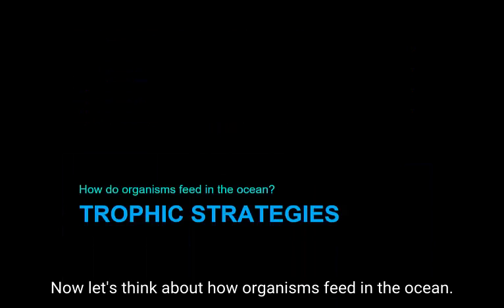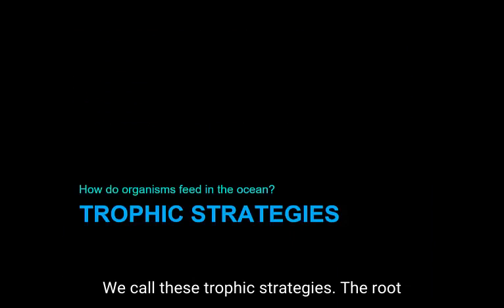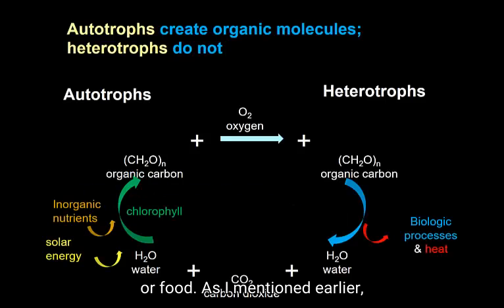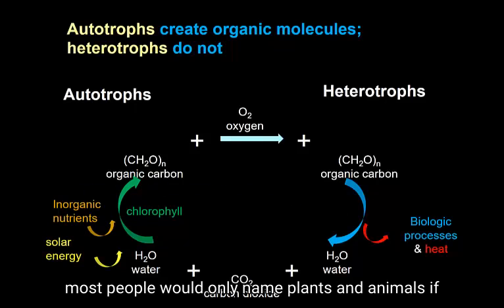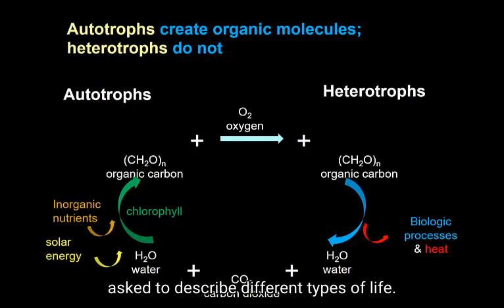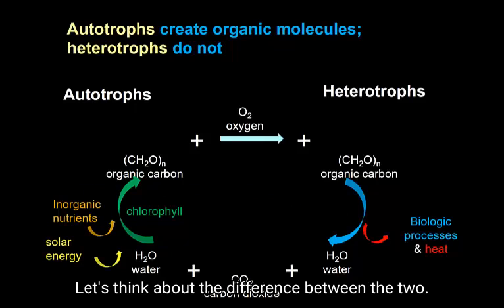Now let's think about how organisms feed in the ocean. We call these trophic strategies. The root word for trophic means nourishment, or food. As I mentioned earlier, most people would only name plants and animals if asked to describe different types of life. Let's think about the difference between the two.